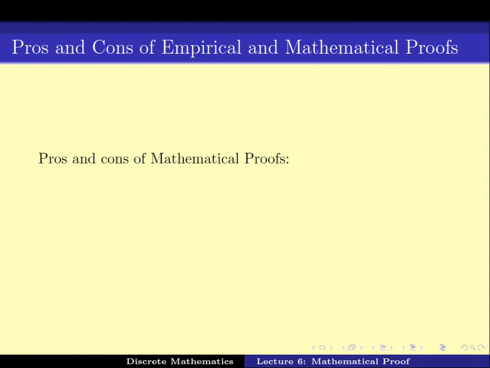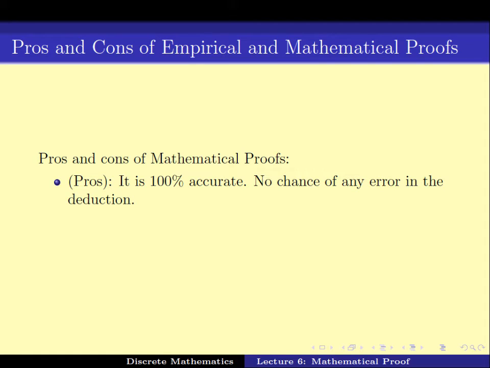So the pros and cons of the mathematical proof is that, of course, the advantage is it is 100% accurate. There is no chance of any error in the deduction. So it's safe, completely everything is perfect. There is no chance that you have made a mistake. Because it's a proof that follows from mathematical reasoning.